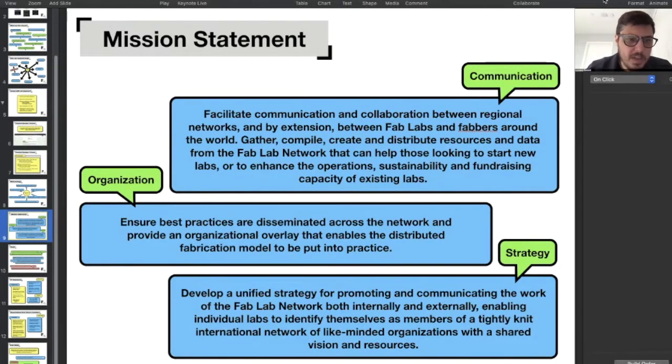Second part is ensure best practices are disseminated across the network and to provide an organizational overlay that enables a distributed fabrication model to be put into practice. So this is, I tagged it as more of an organizational type thing. The real goal here is how can we make sure that we can work together better? And a lot of that is going to be figuring out what are some standards and protocols that right now really we don't have that many across labs.